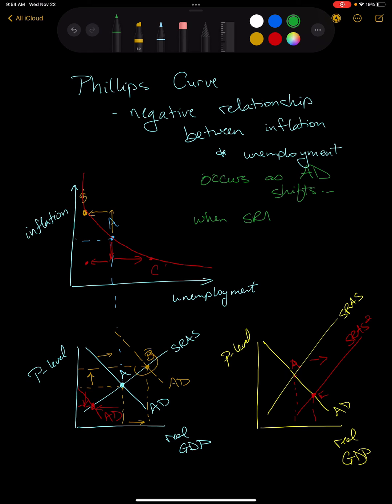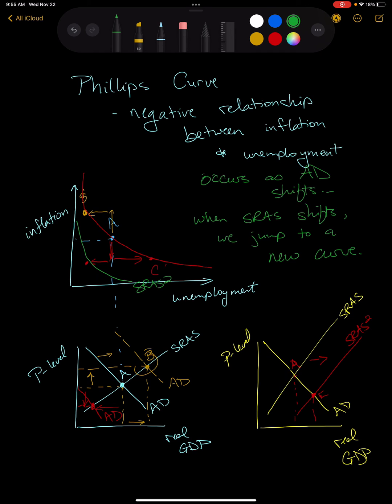When the short-run aggregate supply shifts, we jump to a new Phillips curve. So it would look like this underneath the first. So when aggregate demand shifts, we slide along the existing Phillips curve. And when short-run aggregate supply shifts, we move to an entirely new Phillips curve.